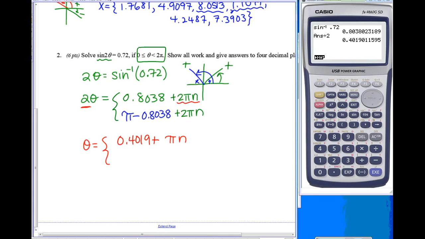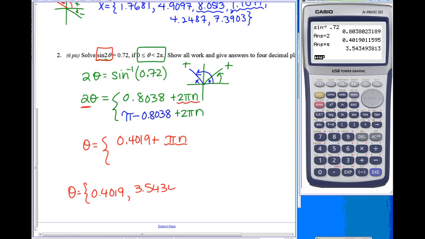And that should make sense, because if I look at my original function, putting that 2 inside there changed the period, it shrunk it. So now the period of my sine function would only be pi n, which is why I'm adding pi n each time. All right, so I need all of my answers between 0 and 2 pi, and right now this is a general solution. Since I've got it in my calculator, I'm going to go ahead and list them out to get the second place. So I've got my 0.4 number that's in my calculator, and I'm going to add pi to that.